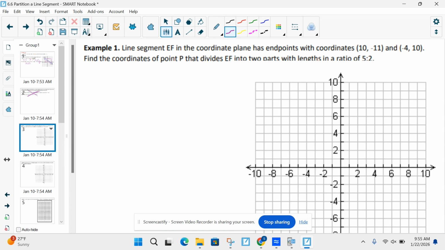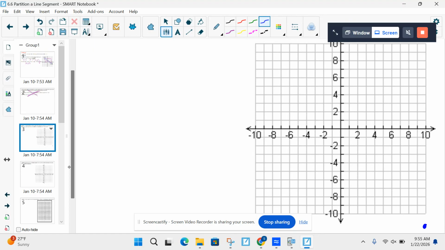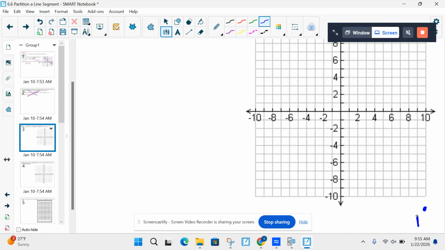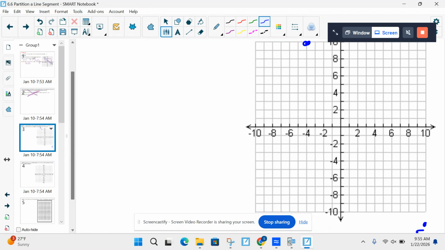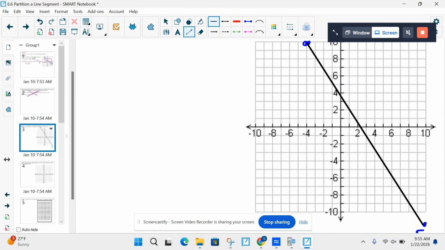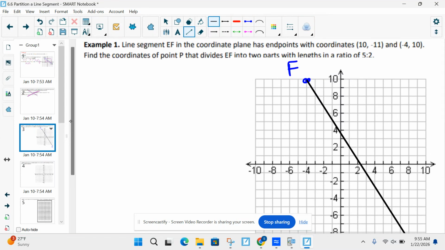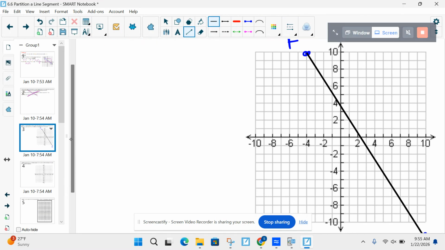All right. So we're graphing the segment. So 10, negative 11. It's right there. That is E. We're doing example 1 at the bottom. And then negative 4, 10. Right there is F. Okay. So I'm going to connect them. And it says to find point P that partitions, that divides EF into 2 parts with the lengths of a ratio of 5 to 7.